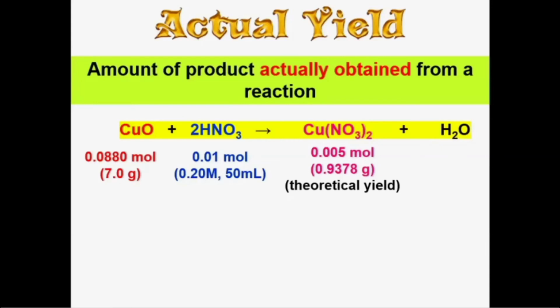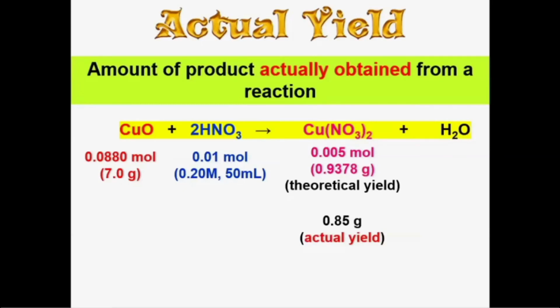The mass of copper nitrate produced in this reaction is the theoretical yield. However, in the actual reaction, we don't get the 0.9378 grams that we should get for the mass of copper nitrate. Instead, we only manage to get 0.85 grams. So this mass here is what we call the actual yield.